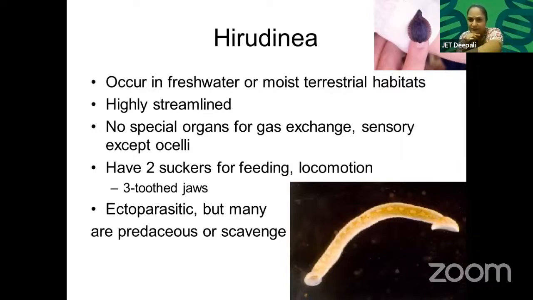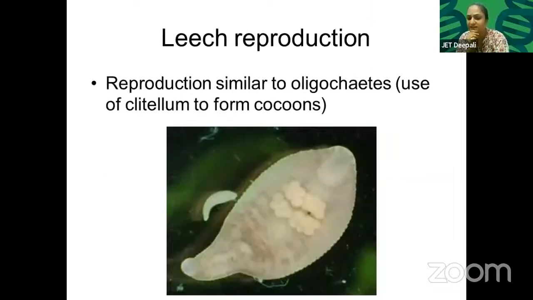See, species of leech. Highly streamlined, no special organs for gaseous exchange, sensory except ocelli, have two suckers for feeding and locomotion, three jaws, ectoparasite, but many are predaceous or scavenger. Leech reproduction. How do leeches reproduce? Leeches use the clitellum to form cocoons. See there, cocoons are forming, and in cocoons, eggs are there.